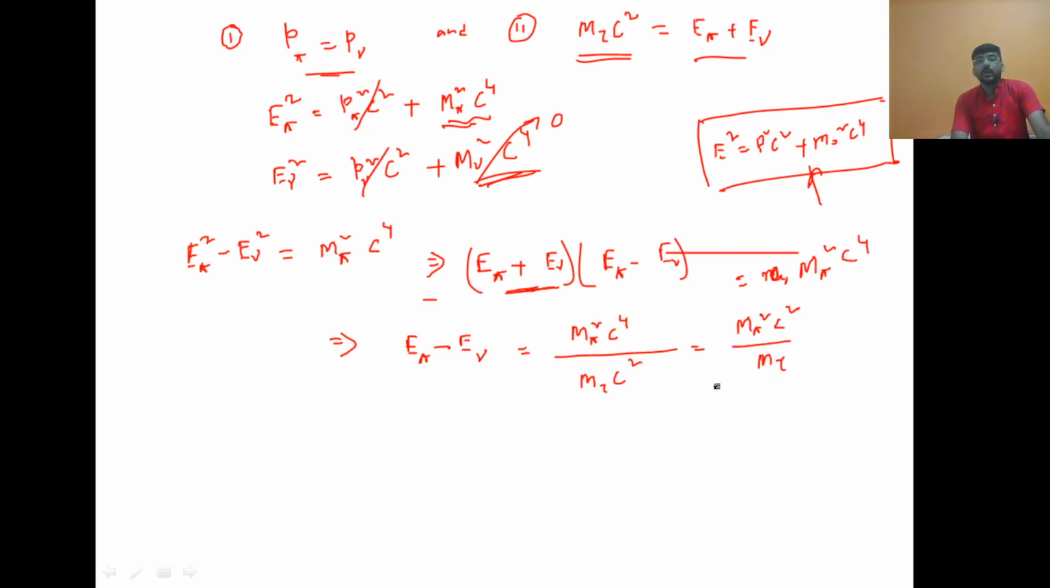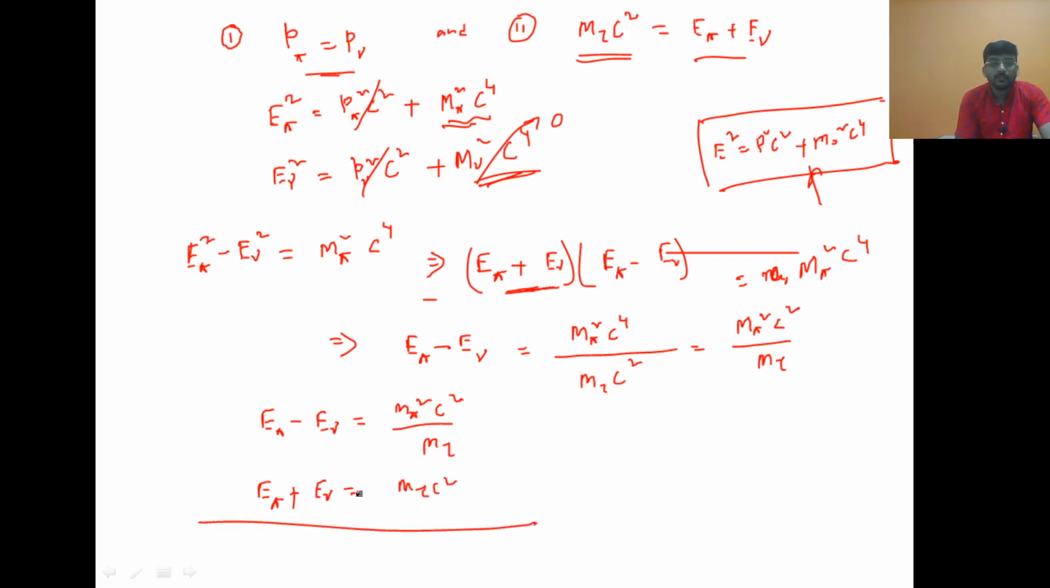Okay, so this will be E pi minus E nu. So let me write it again. We get E pi minus E nu is equal to m pi square C square divided by m tau, and E pi plus E nu, we have, is m tau into C square.